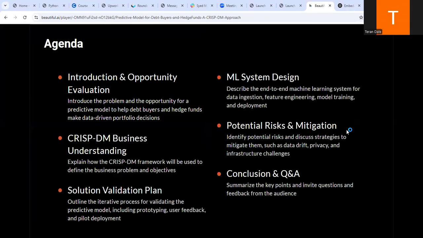So our agenda, we're looking at the introduction and the opportunity evaluation, introducing the problem and the opportunity for a predictive model, and explaining exactly why it's a great opportunity. Then we'll look at the CRISP-DM business understanding, explaining the CRISP-DM framework, and the particular framework I've used, and giving you a breakdown there. Then we'll look at the solution and validation plan I've developed for this particular project, including the prototype and feedback and pilot deployment. And then we'll look at the ML system design, describing the end-to-end machine learning system for data ingestion, feature engineering, model training, and deployment.